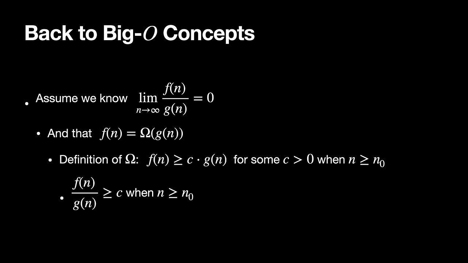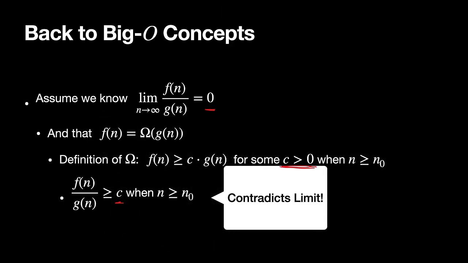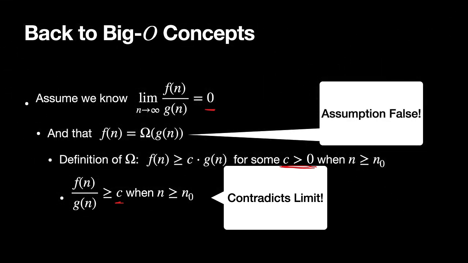But it's greater than c. And if you remember, our definition of big omega is that c has to be greater than 0, not equal to 0, but greater than 0. And our first assumption was that we have this particular limit. So we've already encountered our contradiction. It contradicts our first assumption about the limit of this. Okay, so this assumption must be false.